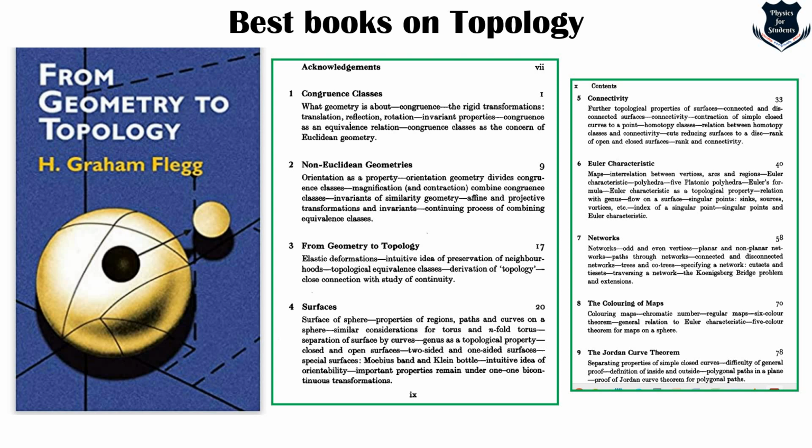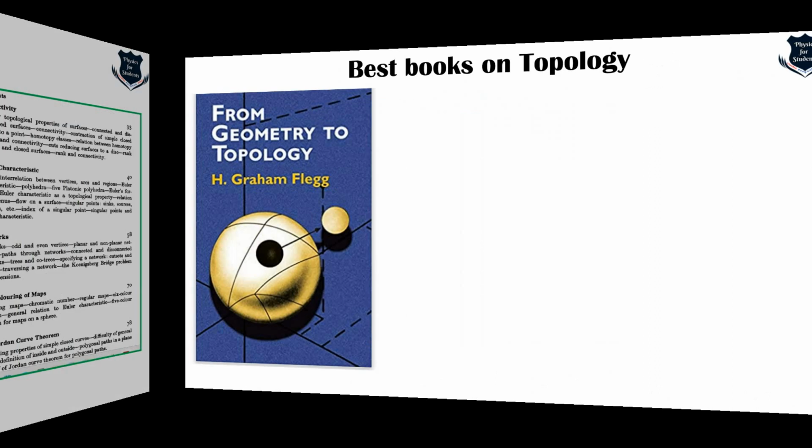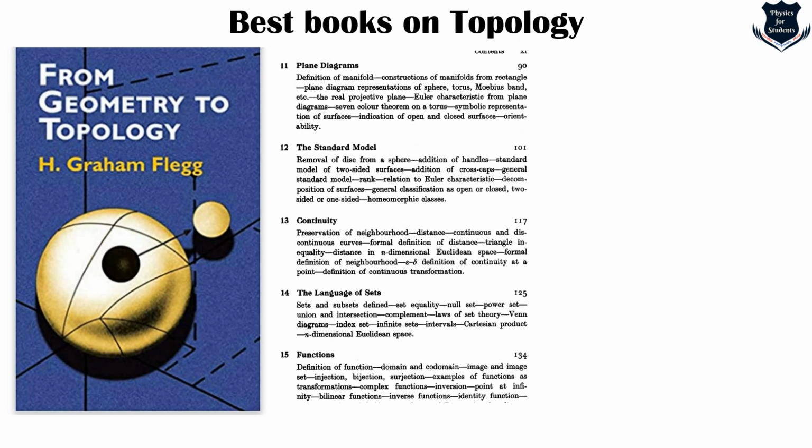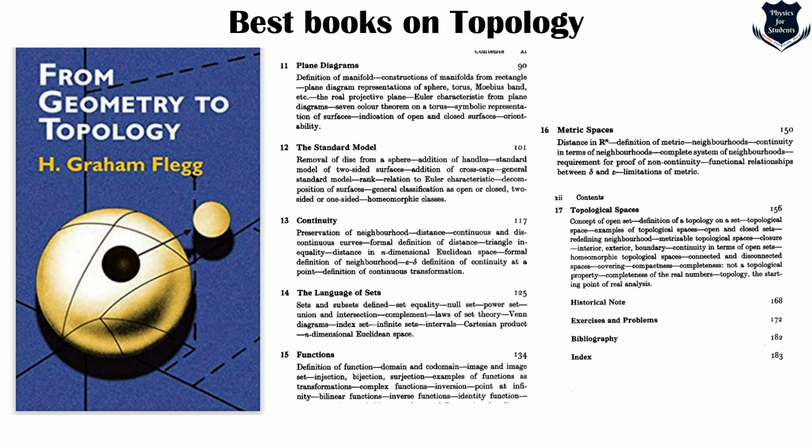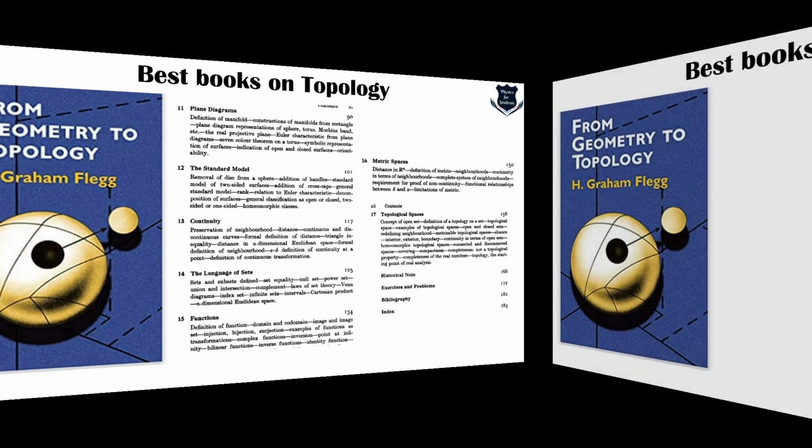Then it goes into networks and coloring of maps and the Jordan curve theorem. Further, Professor Flegg explains the plane diagram, the standard model, continuity, functions, and so on, finally ending with metric spaces and topological spaces. So you see the metric spaces and topological spaces come much later in this book, because this book believes in building the base strongly, whereas in other books you will see that metric spaces come almost in the middle of the book or at the start.